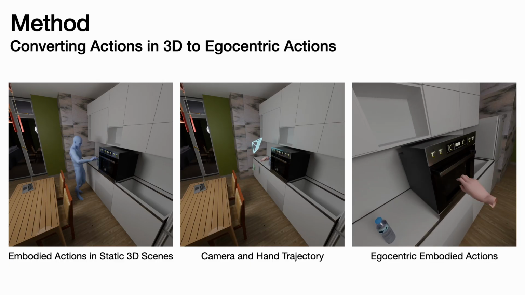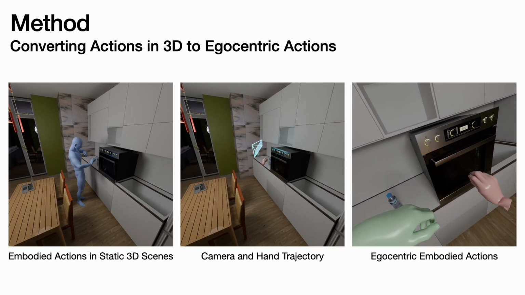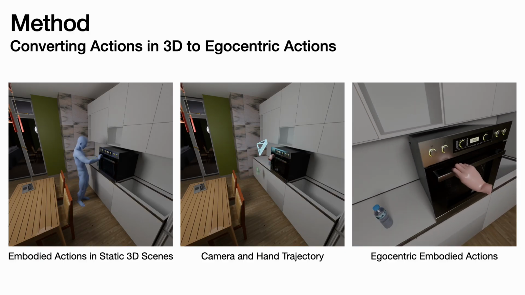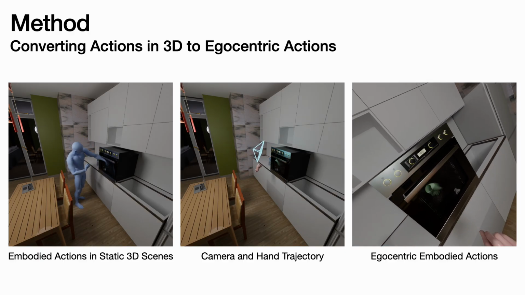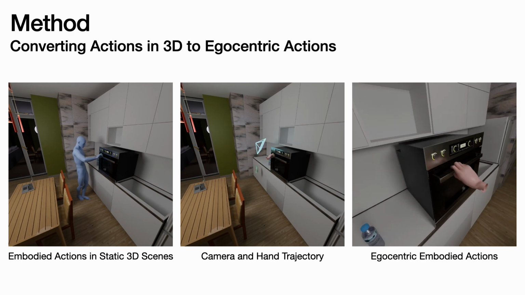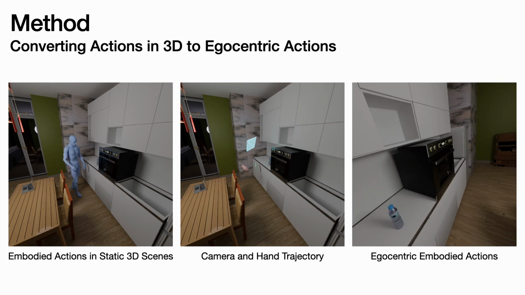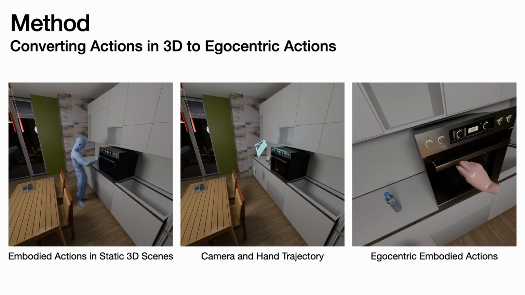Using the camera and hand trajectory, we render the action from the egocentric viewpoint. This gives us an egocentric embodied action sequence. It provides the model with spatially aligned information about where the hands are, how they move, and which part of the scene they interact with.